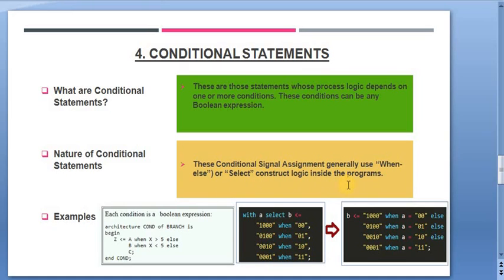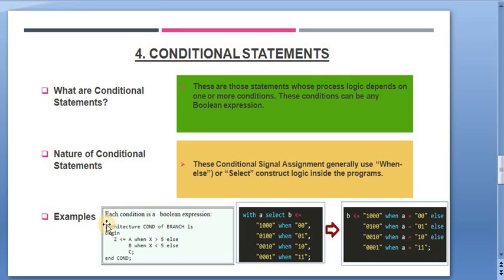But this must be kept in mind that in VHDL, in the concurrent form, it provides two different solutions to implement a conditional statement, that is sequential conditional statement and concurrent conditional statement, which we studied earlier in today's lecture. Now let's take a few examples for better understanding of conditional statements.